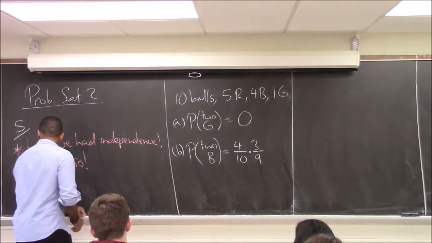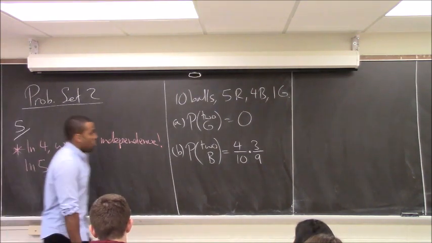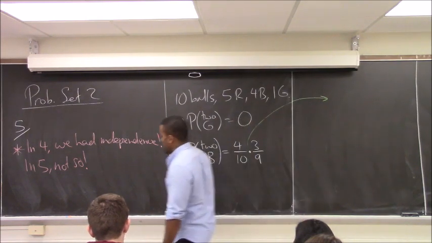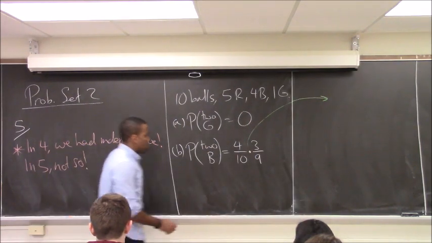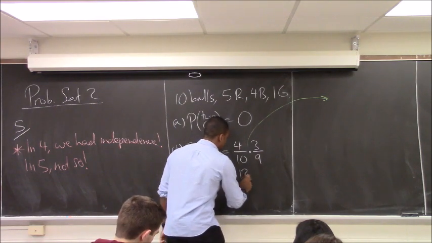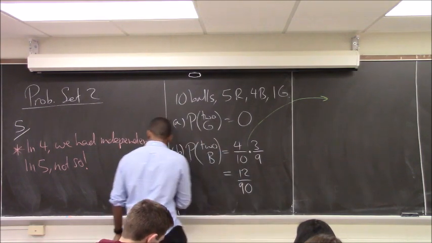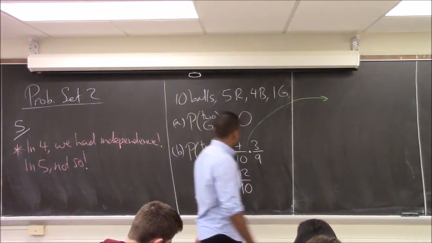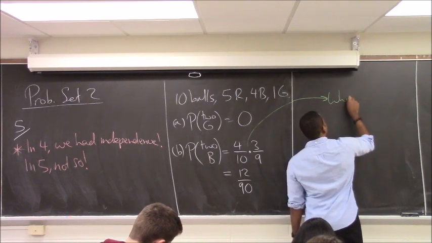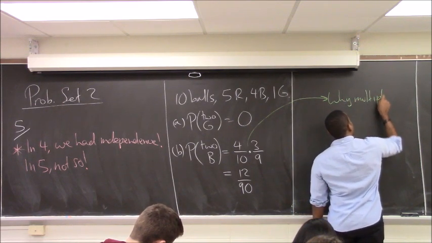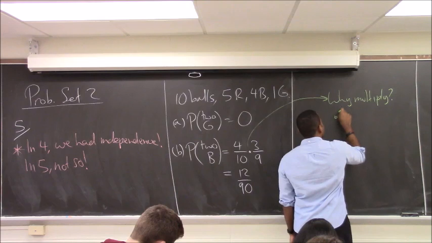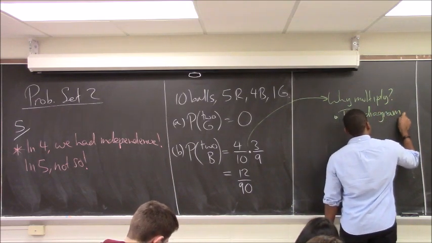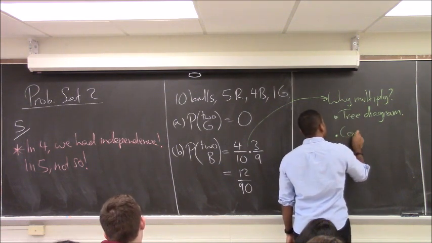Another way to think of it is, why multiply? Because we know that we multiply probabilities when we have independence. Why were we allowed to multiply here? This is in fact the right answer, but I don't want you to not appreciate why multiplication was the thing to do here, even though we don't have independence. The tree diagram is one way to think about it. Another way to think about it is to think conditionally.